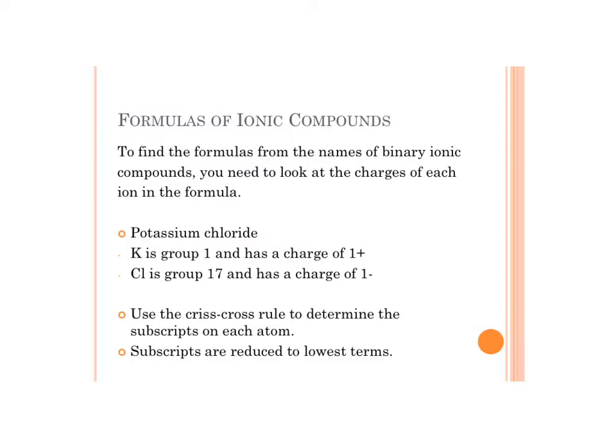To find the formulas from the names of binary ionic compounds, you need to look at the charges of each ion in the formula. For potassium chloride, K is group 1 and has a charge of +1. Cl is group 17 and has a charge of -1. Use the crisscross rule to determine the subscripts in each atom. Subscripts are reduced to lowest terms.